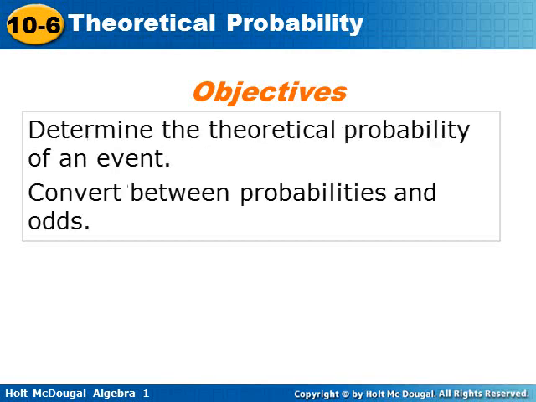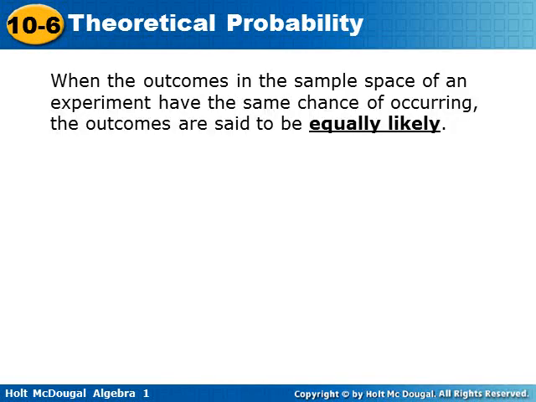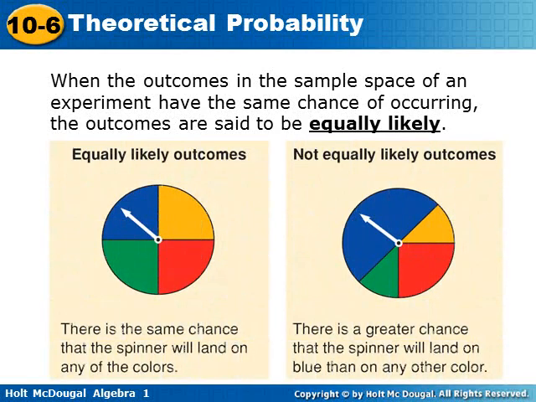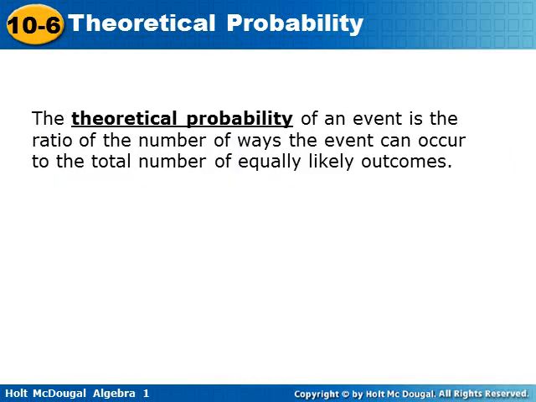Today's lesson is to determine the theoretical probability of an event and convert between probabilities and odds. When the outcomes in a sample space of an experiment have the same chance of occurring, the outcomes are said to be equally likely. On the left, the spinner has equally likely outcomes. There's the same chance the spinner will land on any of the colors. On the right, the spinner has not equally likely outcomes. There's a greater chance the spinner will land on blue than on any other color.